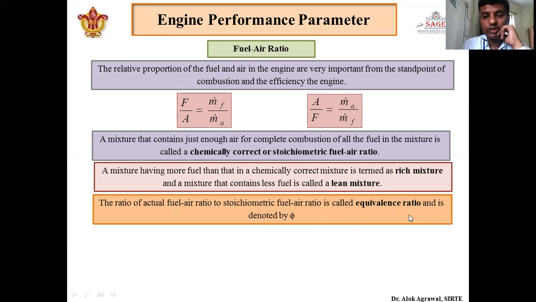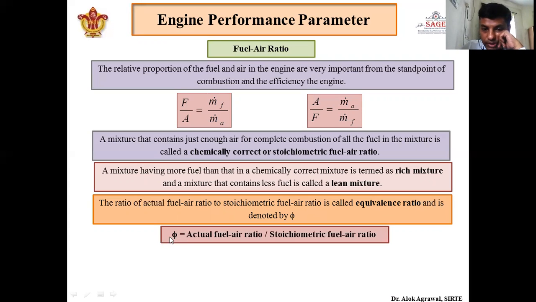It is a ratio of two ratios. In the numerator it is the actual fuel air ratio, and in the denominator it is the stoichiometric fuel air ratio. Suppose we are talking about a rich mixture, and the rich mixture is 10 is to 1, meaning 10 parts air and 1 part fuel. And if the stoichiometric air ratio is 15 is to 1, then 15 parts air and 1 part fuel, then what will be the equivalence ratio? It is 10 by 15, that is 2 is to 3. Mathematically it can be written as phi is equal to actual fuel air ratio divided by stoichiometric fuel air ratio.